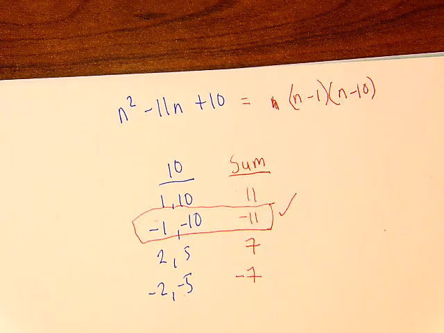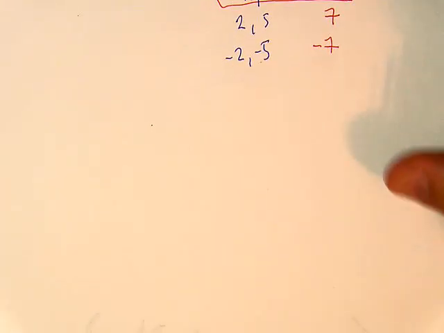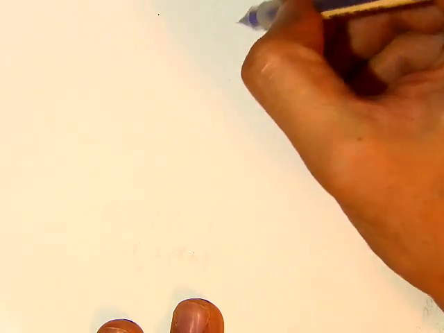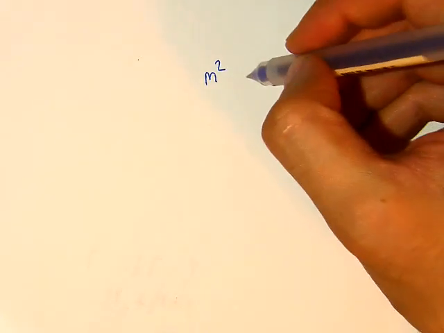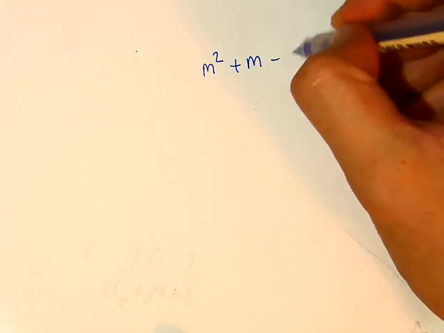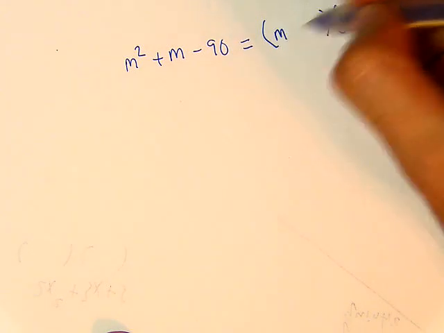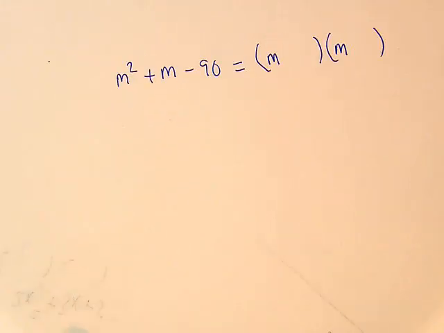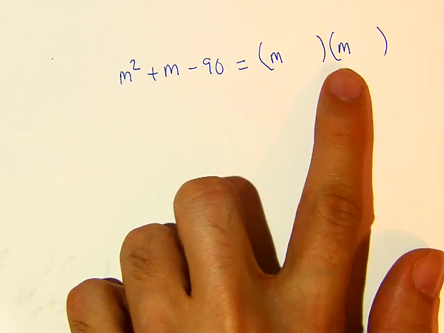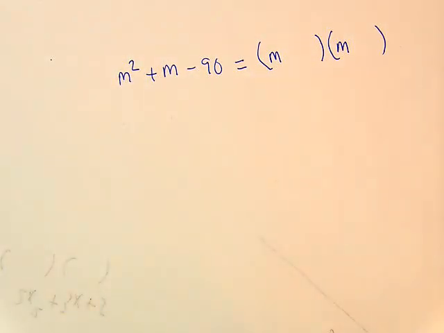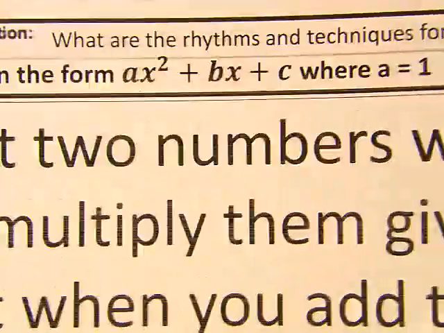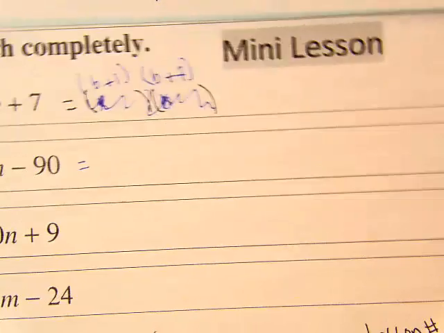Let me do that over here. Let me write it. M squared plus m minus 90 is equal to some binomial, right? M and m. All right. That's all I know. That's how you can always set it up. It's going to be an m and an m because we only have m squared. Notice that in this lesson, the A, the coefficient of that m squared, is 1 for all these problems that we're doing. If you notice, look here.